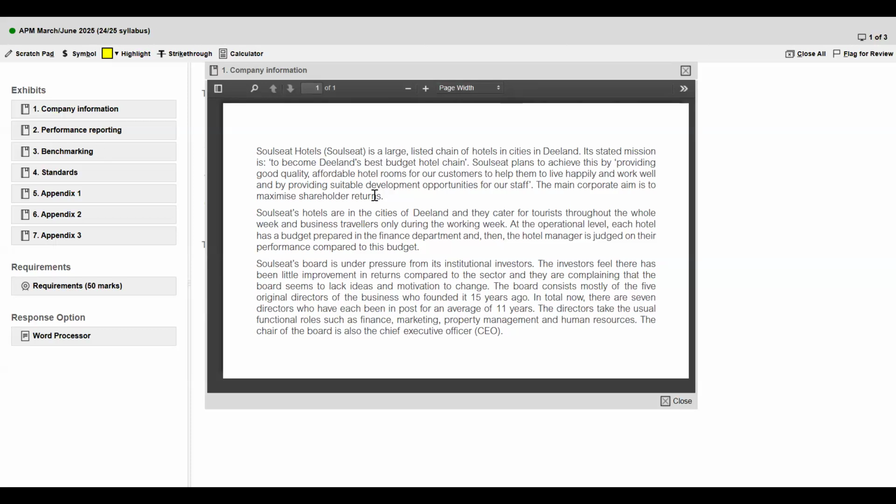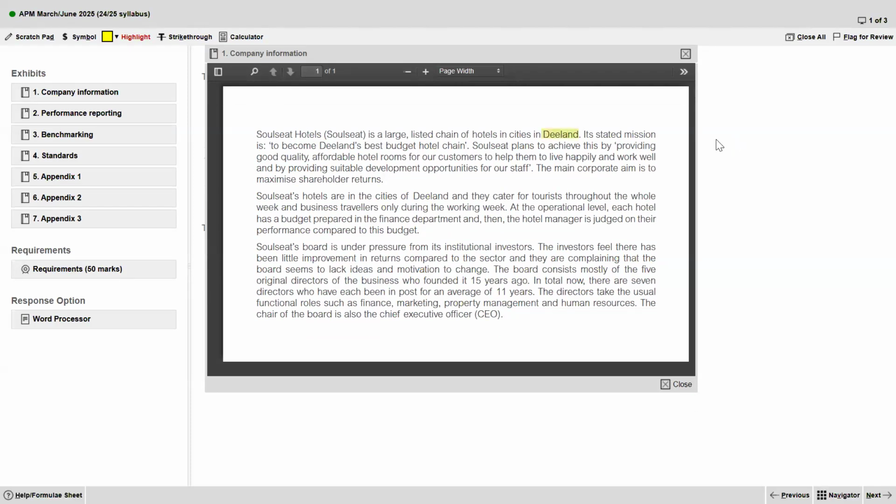Okay, let's see. So what does it say? It says Soul Seats Company. Soul Seat Hotels is a large listed chain of hotels in the cities of D-Land. So it's a hotel chain. Its stated mission is to become D-Land's best budget hotel chain.